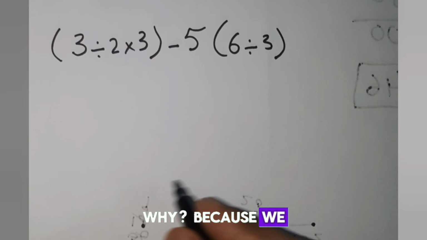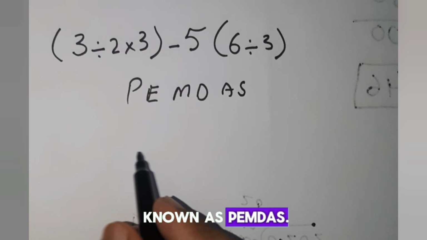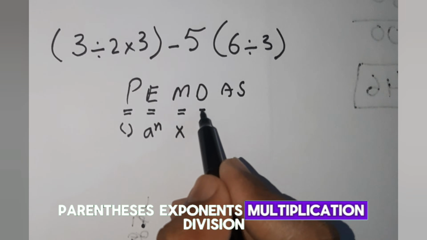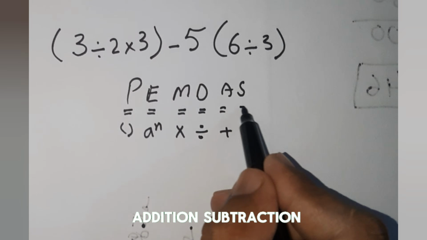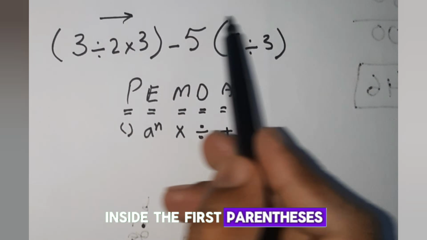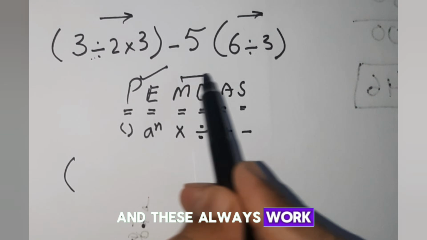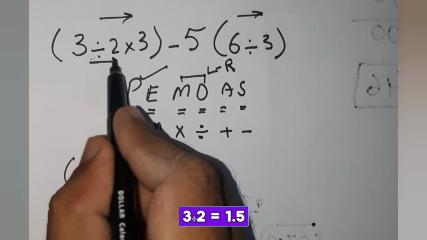Why? Because we must follow the order of operations, also known as PEMDAS. PEMDAS means parentheses, exponents, multiplication, division, addition, subtraction. So first, we solve the parentheses. Inside the first parentheses, we have division and multiplication, and these always work from left to right. 3 divided by 2 equals 1.5.